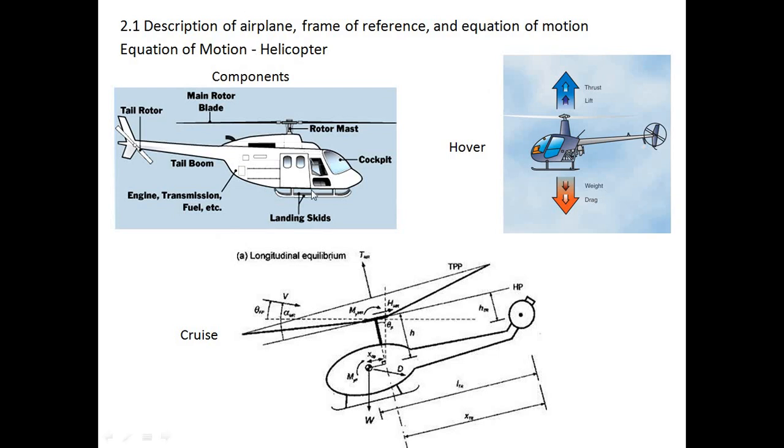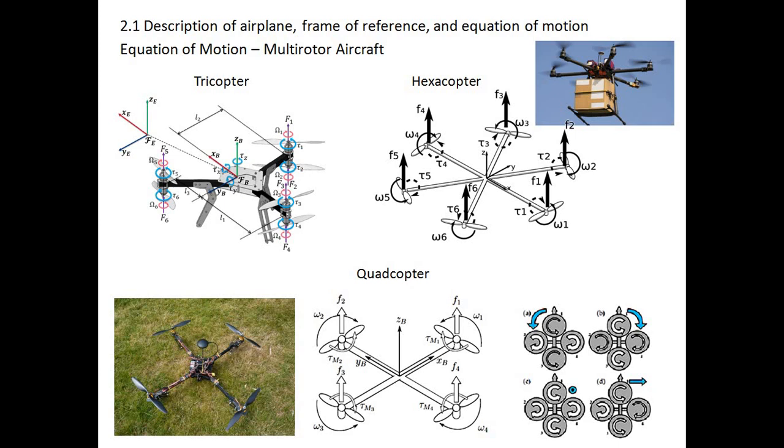So another example: this is for a helicopter. During hover, it is not moving, so we have thrust equal to weight. But if the helicopter is cruising, the thrust is directed forward, and it also has drag. So you have to draw a proper free body diagram for this. And this is for a multi-rotor. It's like the tricopter arrangement, but with six rotors.